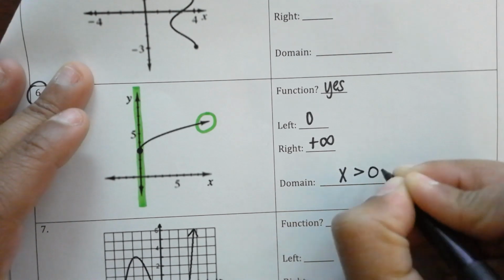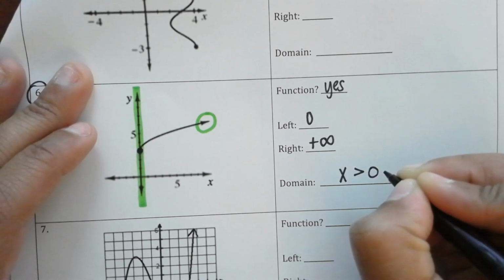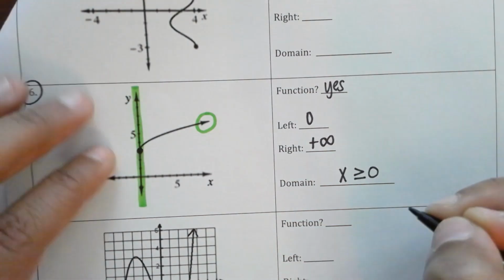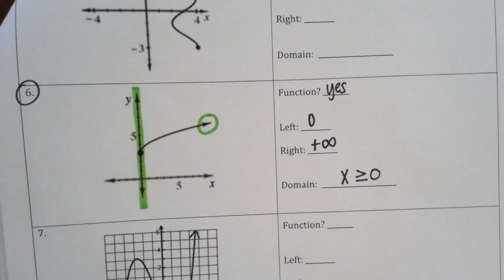Is what? X greater than 0. But you're missing something, correct? Is that an open or closed dot? It would have to be an equal to sign underneath that greater than, because it is a closed dot. This is why I wanted to talk about this problem. Make sense, Gavin? Is this what you got?